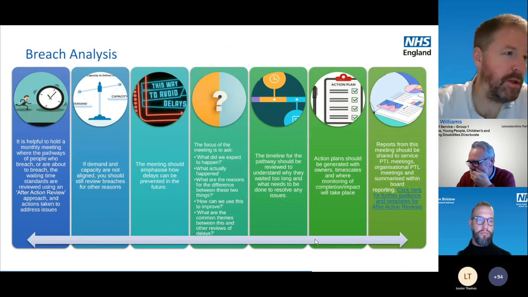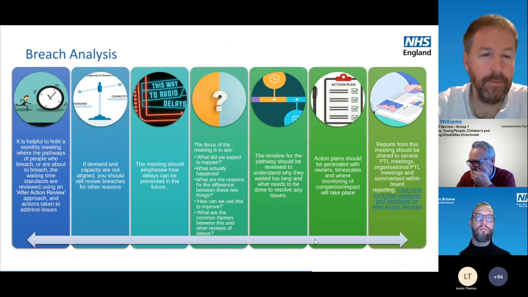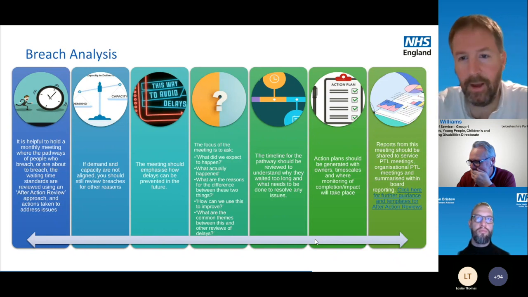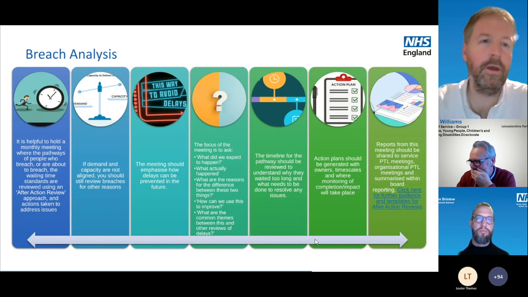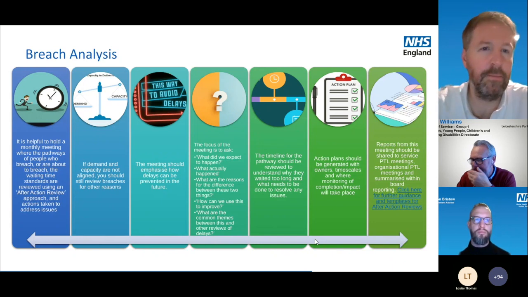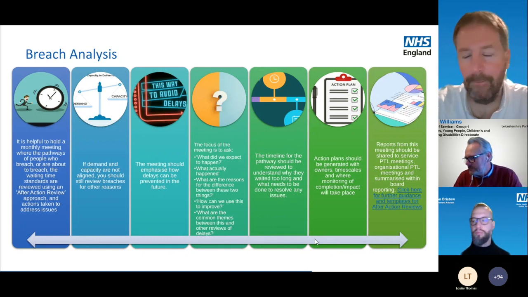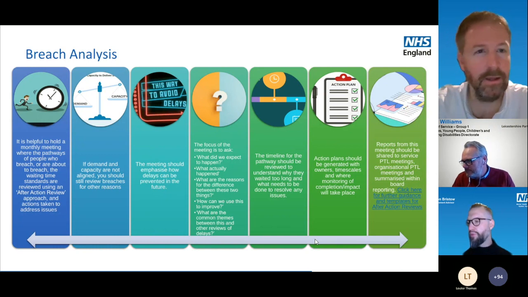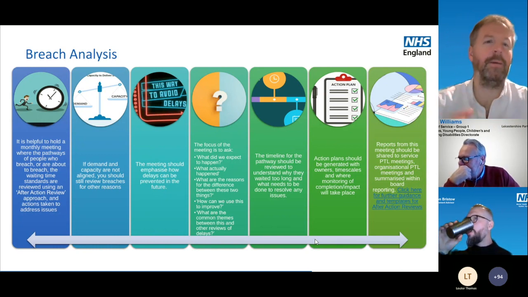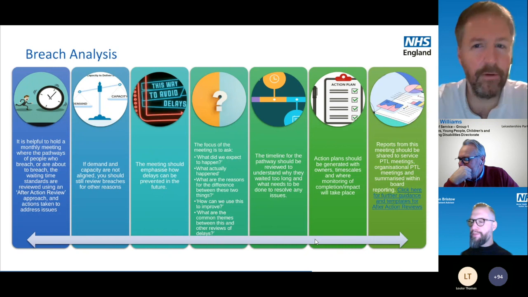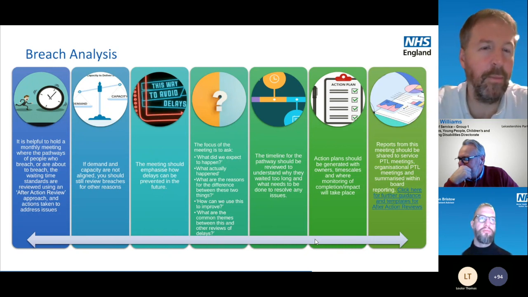With the best PTL process in the world, people will breach. And indeed, there are some perfectly good reasons for people to breach a waiting time standard. So it's not necessarily a disaster. There's no way any system can have 100% of people being treated in exactly the waiting time that you want, because people are not machines, and a hospital or other healthcare setting is not a factory. So it doesn't come out exactly as you want it to when you pull the levers. However, it's important to understand where things don't go according to plan, why that is.